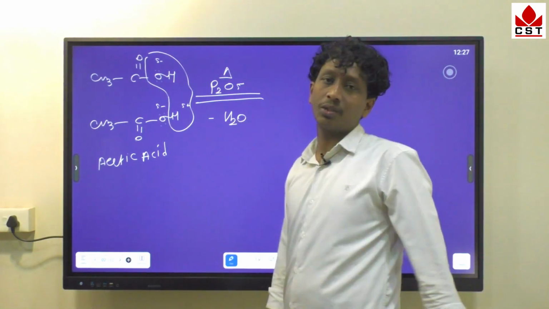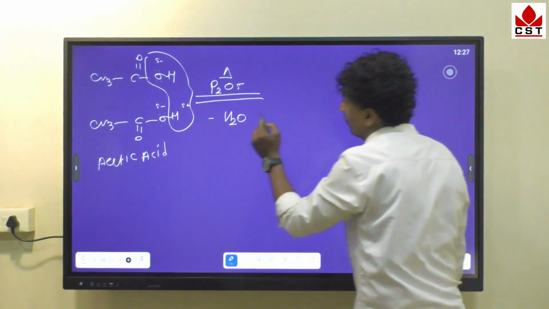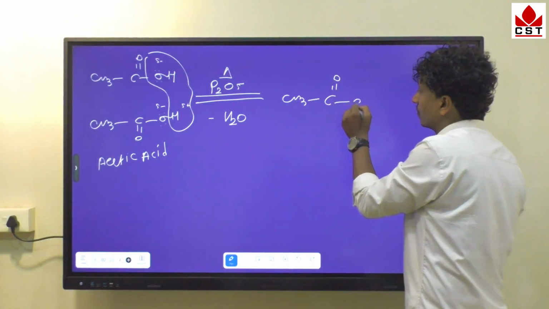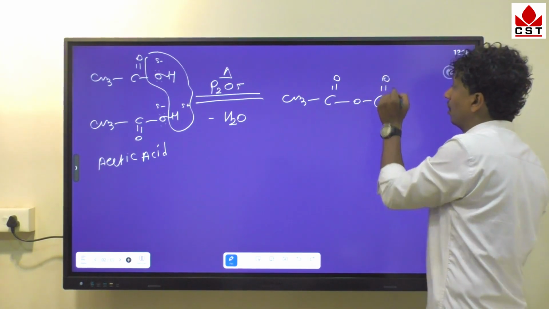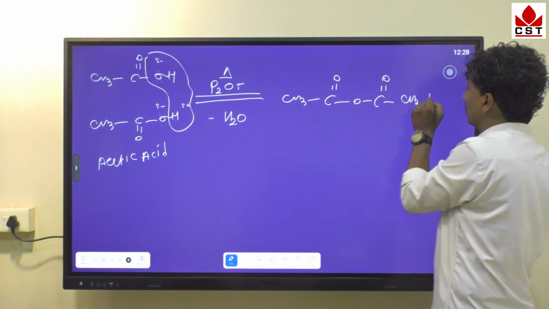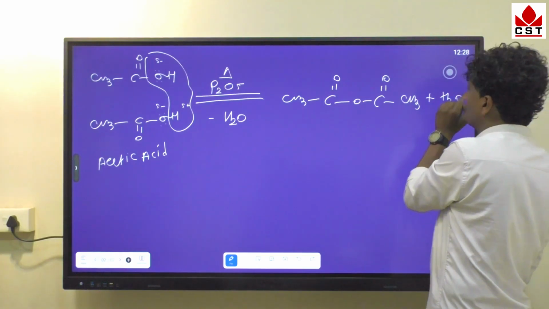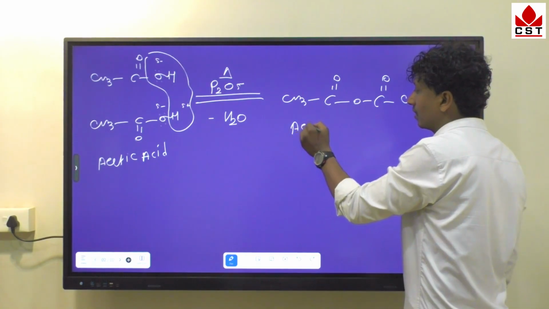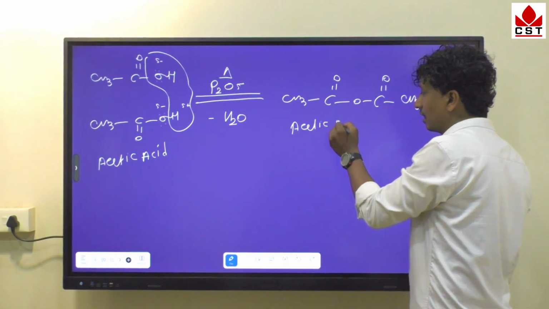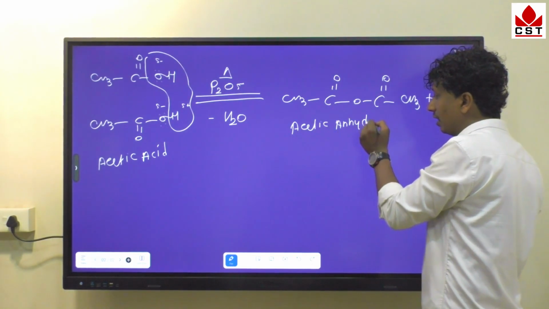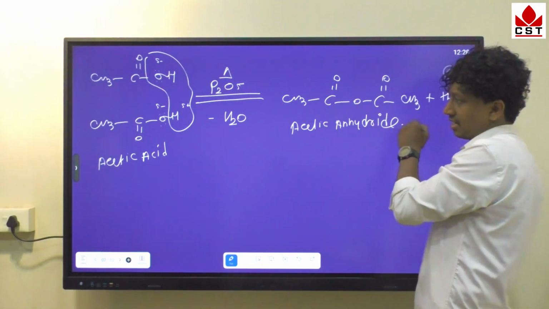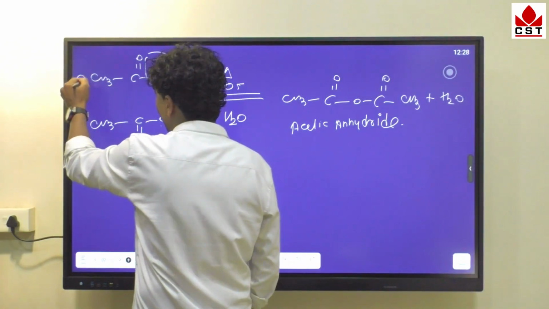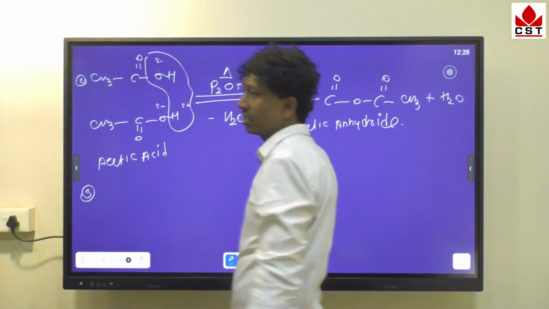So what is the product of that reaction? There is a formation of CH3 C double bond O, C double bond O, CH3, with loss of water. This is an anhydride. The name of the compound is acetic anhydride.